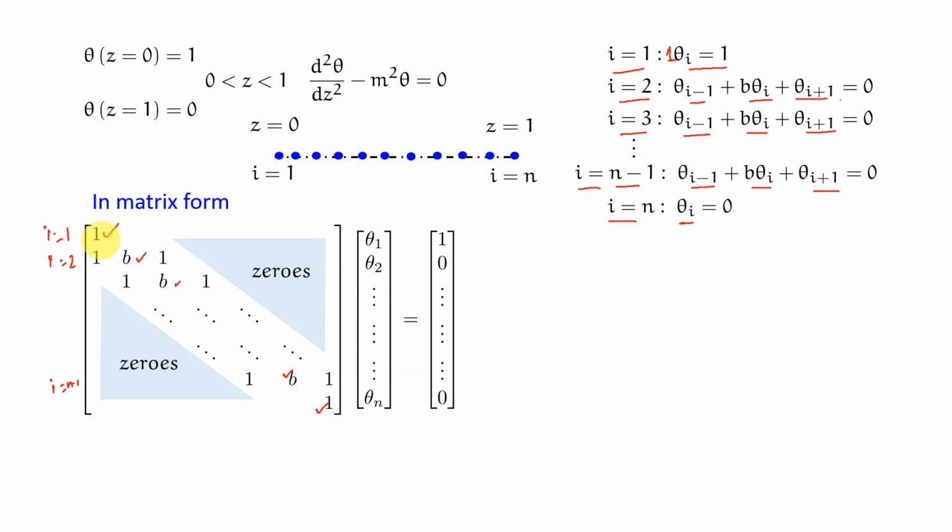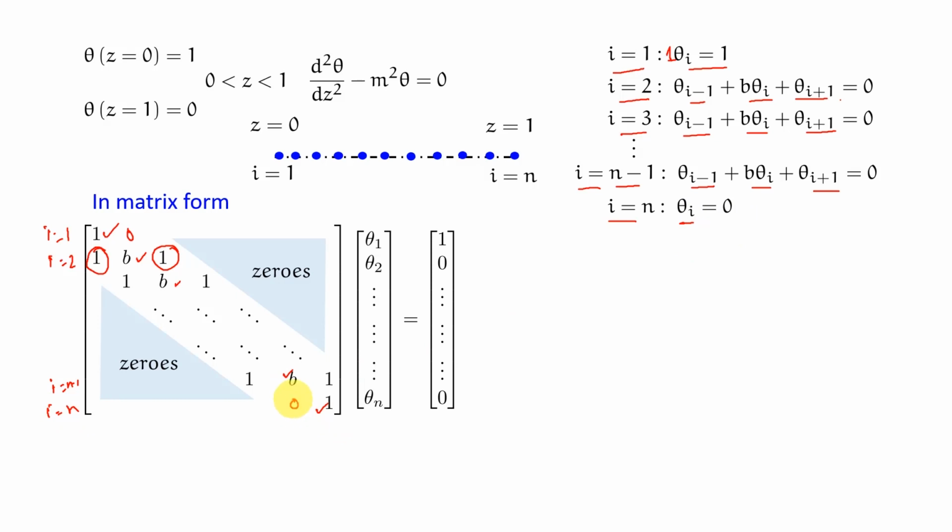Now you see that in the first equation, theta equals 1 is the only thing that we have. So I have 0 here and nothing else. In the second equation, I have b theta i, and then the term just before theta i is theta i minus 1. It has a coefficient of 1, so the coefficient of 1 appears here. Then the next term, theta i plus 1, also has a coefficient of 1, so coefficient 1 appears here. So you can see that in all subsequent rows, I have this 1, b, 1; 1, b, 1; 1, b, 1, up to n minus 1. Then for i equals n, I have only theta i equals 0.